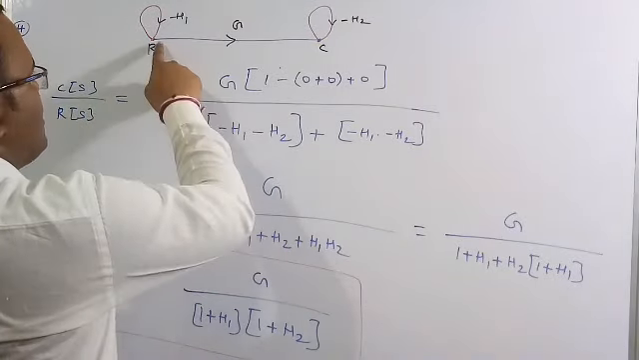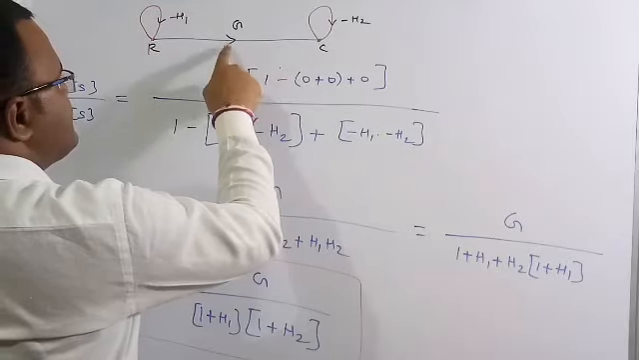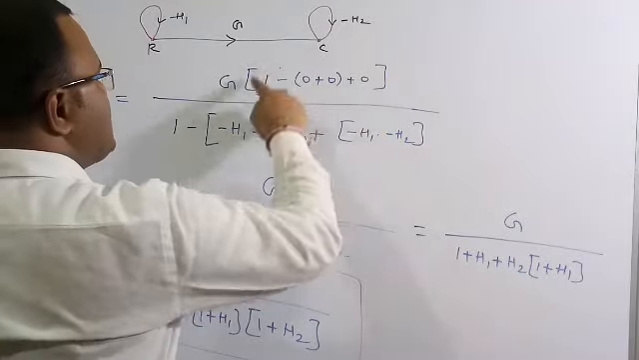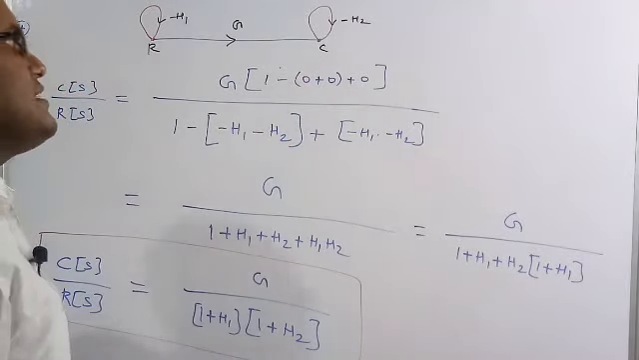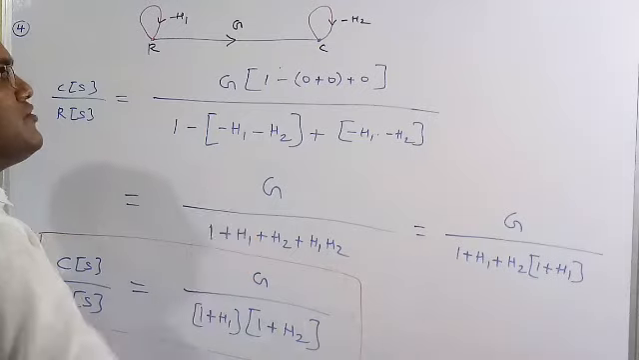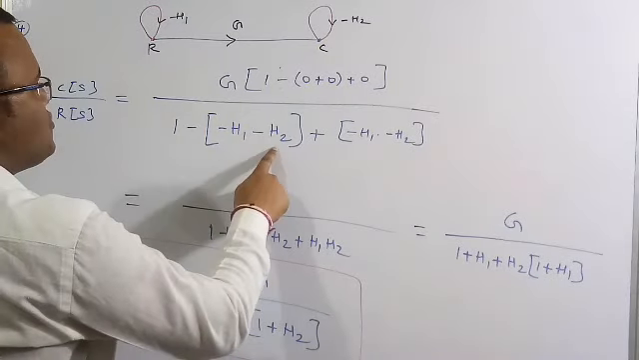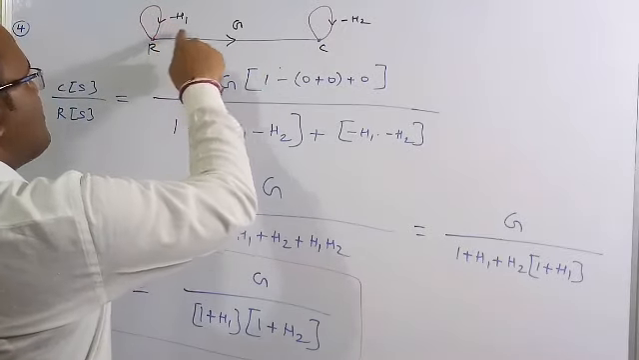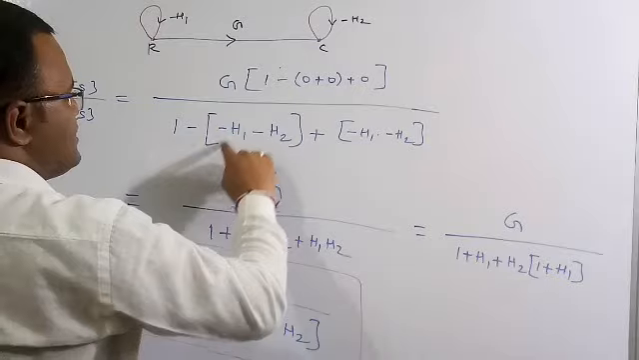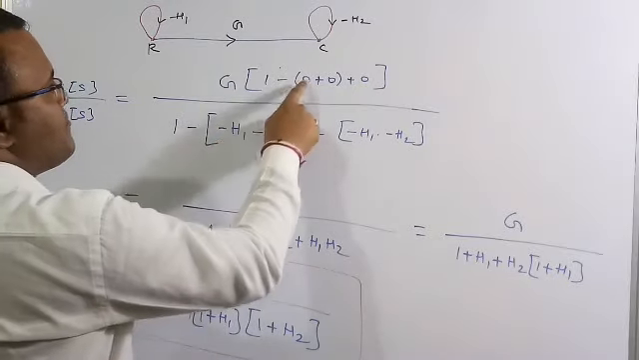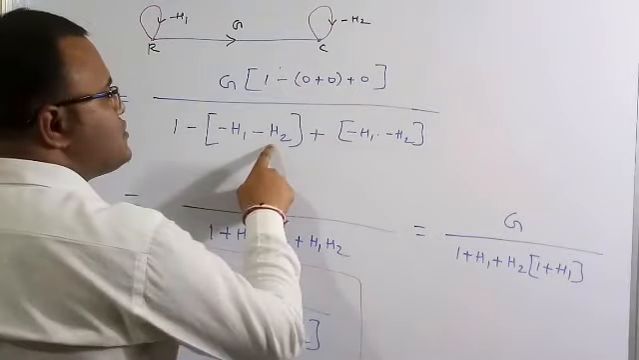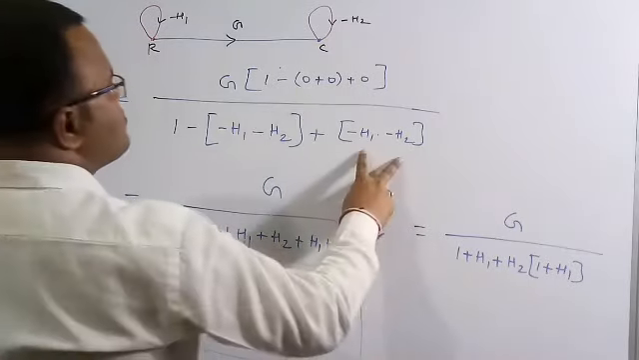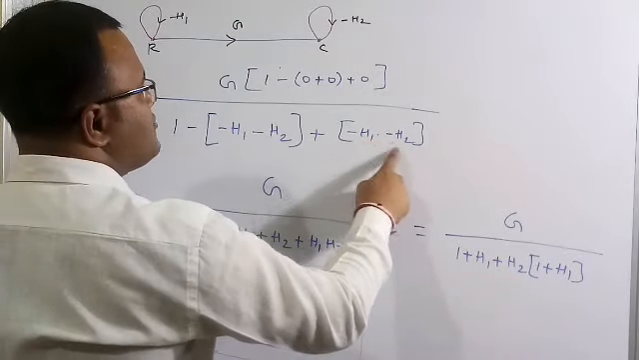See here, there is only one forward path from the input to the output, and its forward path gain is G. So I have written G here. Now we need to write this expression in such a way that whatever loops are touching that forward path have to be equal to 0. See here, H1 and H2, these two loops are going to touch this forward path. So I need to replace all these touching loops by 0. This loop is going to touch, so I need to keep 0 here. I have kept it here. Similarly H2 also is going to touch the forward path, so in place of H2 I have to keep 0. And similarly these two loops H1 H2 are also touching, so 0 into 0, so 0.